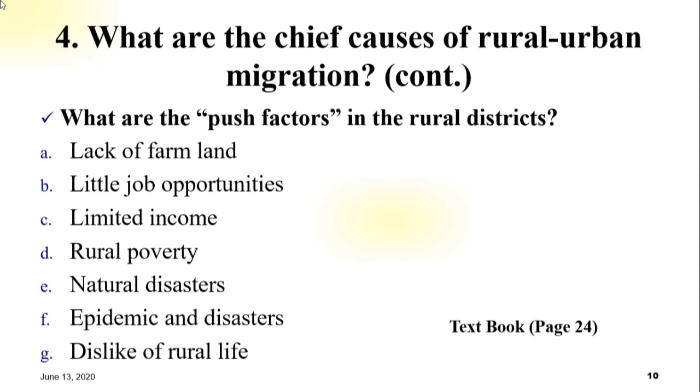Number 5, natural disaster. A natural disaster is a natural event such as a flood, earthquake, or hurricane that causes great damage or loss of life. In Cambodia we only have floods, right? We never have hurricanes or earthquakes in our country, but floods we have. But in the world, like the Japan earthquake, hurricane, something like that. One more point: epidemic and disaster.